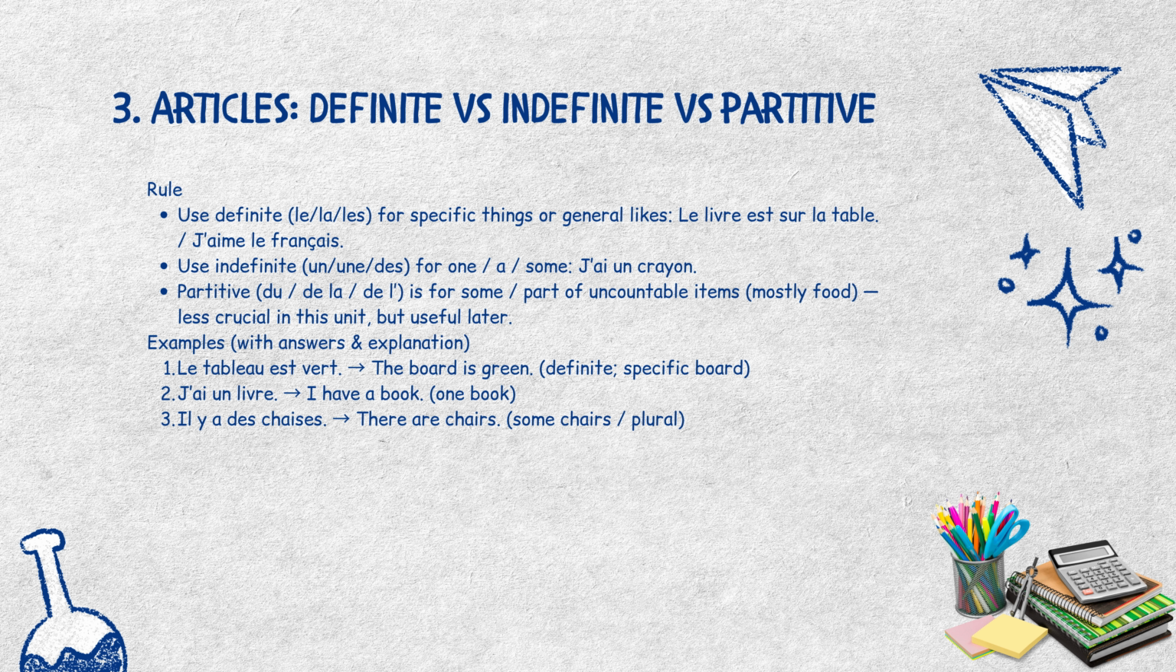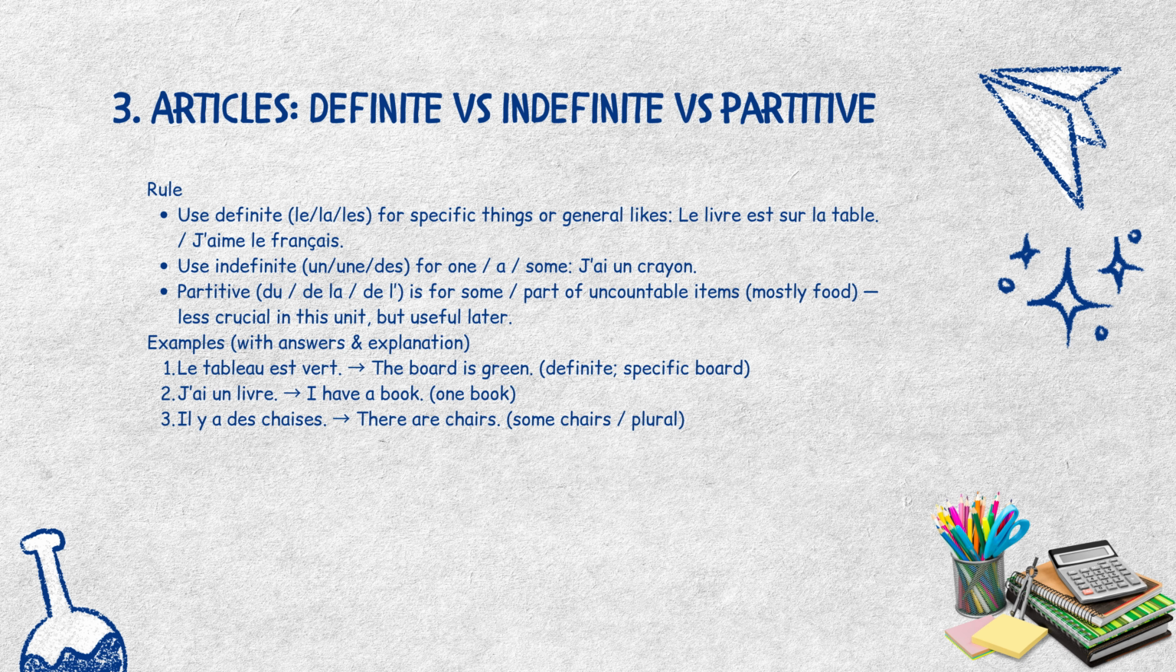Example 3. I buy some apples. We use the plural form of the partitive article. Why? Because apples are plural and countable. Example 4. I don't want any sugar. We use d in the negative form. Why? Because after not, the article always becomes d, even if sugar is masculine.